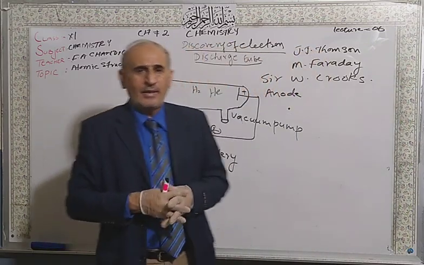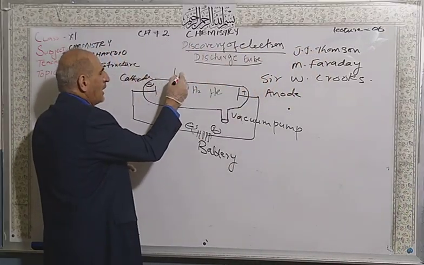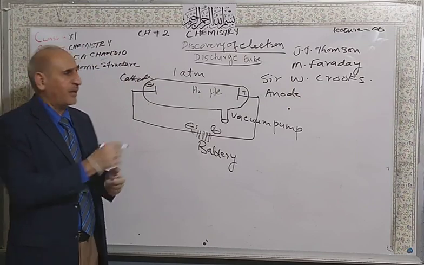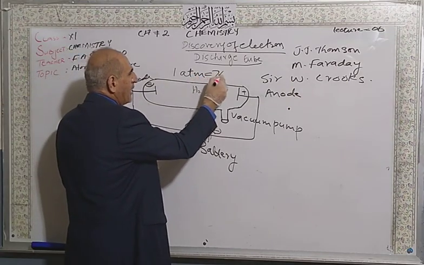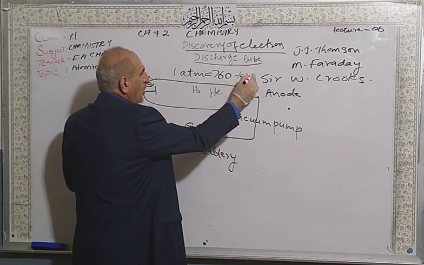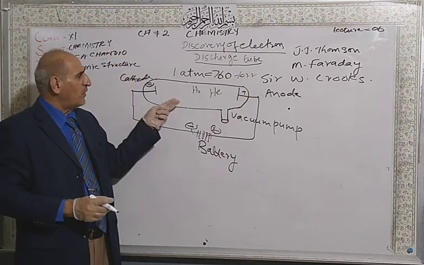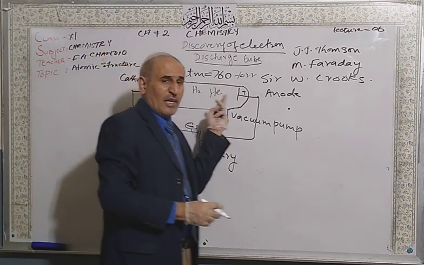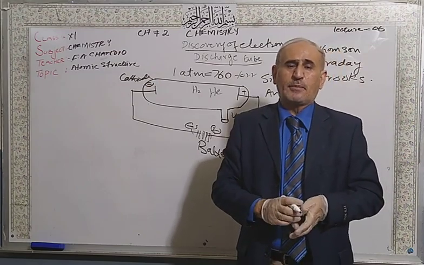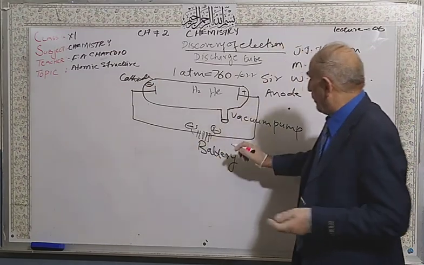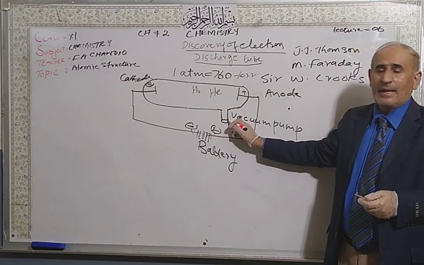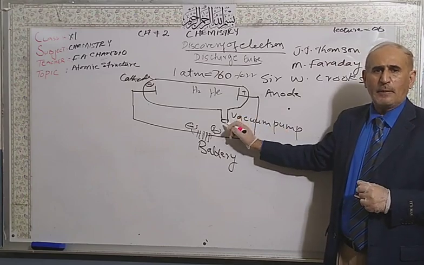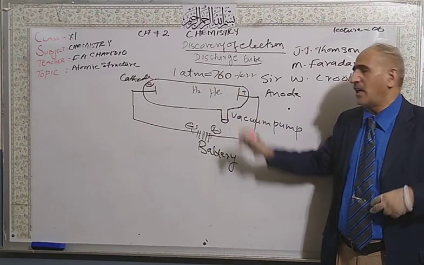Then they observed that at normal pressure, 1 atmospheric pressure is equal to 760 torr. At this 760 torr, there was no conduction of electric current through the air as well as the gas. Then they did something else. I have written here, there is a vacuum pump. By using the vacuum pump, they decreased the pressure inside the discharge tube.